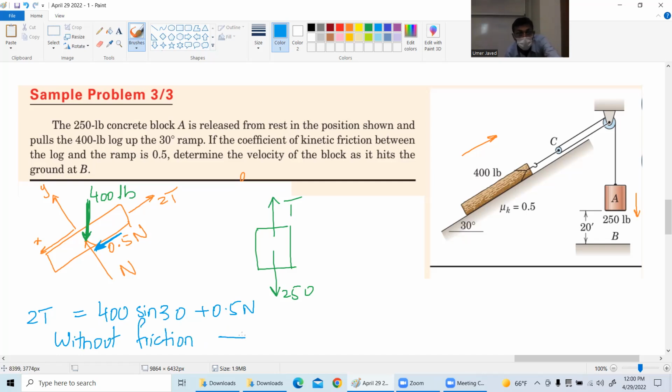Now, even without the friction, you told me T comes out to be 100, right? Without friction, it comes out to 100. So without friction, if this is 100 and this is 250, then the block A will go down, right? And the log will go up. Are you getting my point? So without friction, you can have an estimate very quickly. So you will understand that this is how the system behaves. And now that you have an idea, you can actually put the friction force.